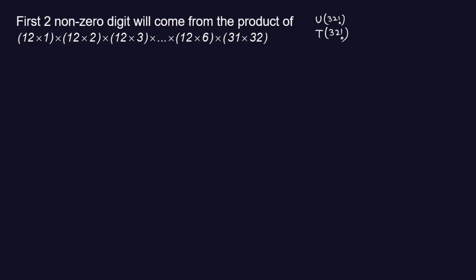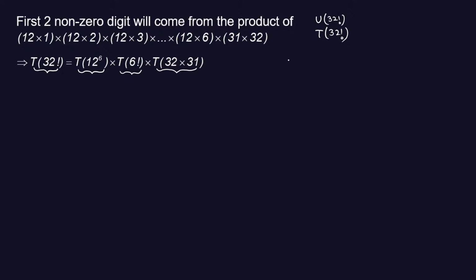Therefore, this whole number can be written in this way: finding the 2 non-zero digits of factorial 32 is the same as finding the 2 non-zero digits of 12 to the power 6, of factorial 6, and then of 32 into 31. Is it clear? So what will be the answer?